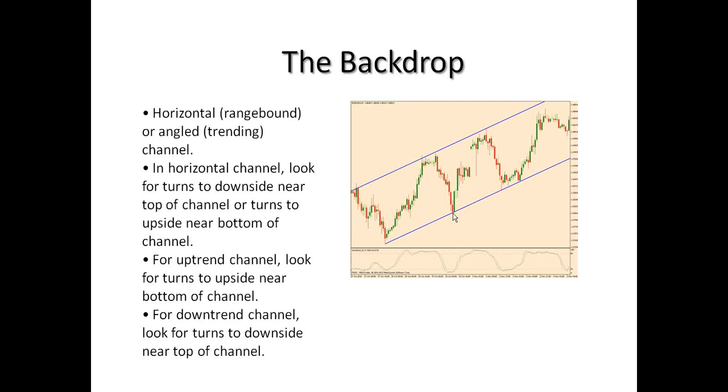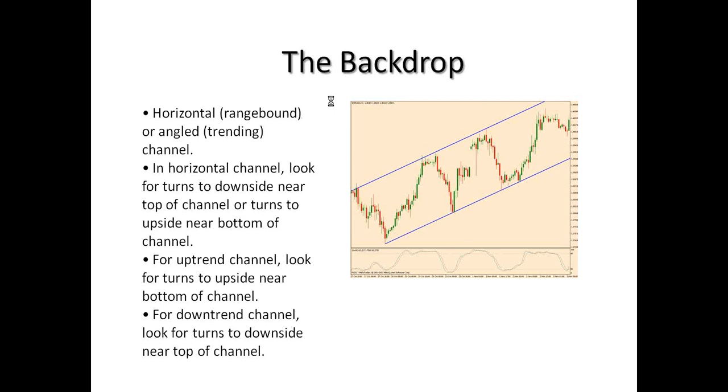So once again, in an uptrend you're going to go long near the bottom, but you're not necessarily going to go short at the top. Same thing with the downtrend channel. In a downtrend channel, the bias is to the downside, so you will be looking for turns to the downside near the top of the channel or near resistance, but you're not necessarily going to be looking for long opportunities near the bottom. Okay, so that's a backdrop, some kind of a horizontal or angled channel.